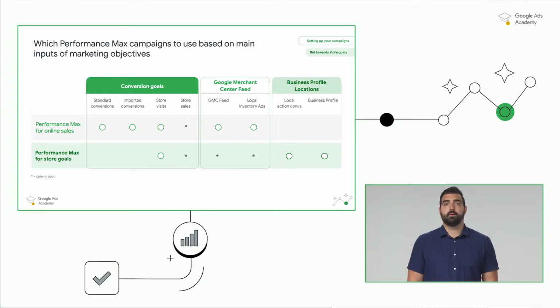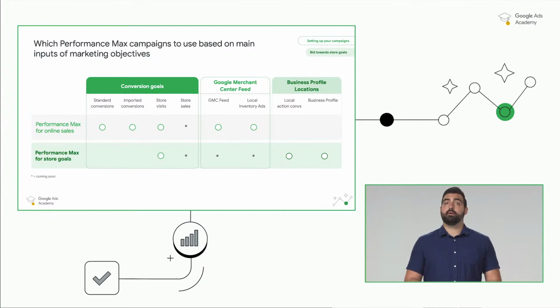As you can see, Performance Max for store goals can only optimize to local conversions, while Performance Max with a feed can optimize to online and local conversions. Performance Max with a feed has local inventory ads capabilities, while Performance Max for store goals is the only type of Performance Max campaign that has Google Maps inventory to drive local intent.